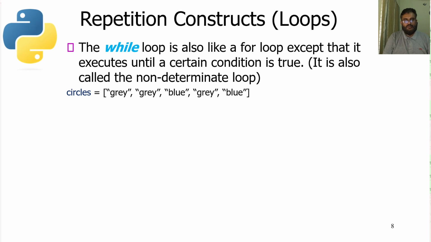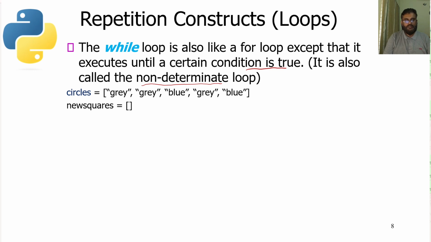So we can also make use of the while loop, which is also like a for loop, except that it executes until a certain condition is true. So it is also called a non-determinate loop. We don't have to express some sort of an upper bound. We have to just express the terminating condition as a Boolean condition, somewhat different to the for loop. So a while loop does have a terminating condition like the for loop.